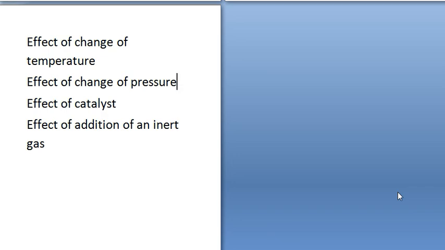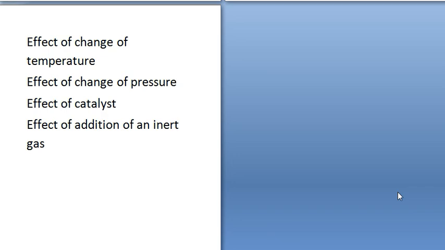Next we come to the effect of catalyst. A catalyst has no effect on the state of equilibrium because a catalyst increases the rate of the forward as well as the backward reaction to the same extent. It only helps in the attainment of the equilibrium state. For example, the reaction between ethyl alcohol and acetic acid to form ethyl acetate and water is catalyzed by the presence of a small amount of HCl, and equilibrium is established within a few hours.